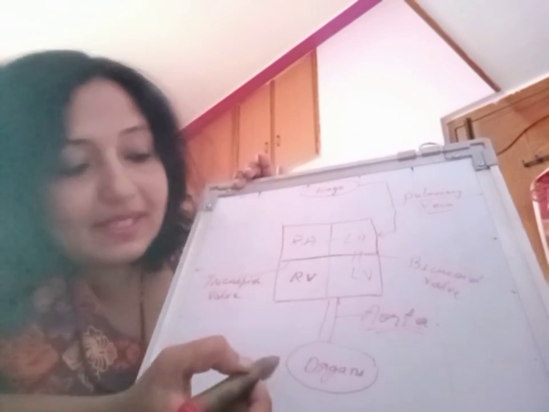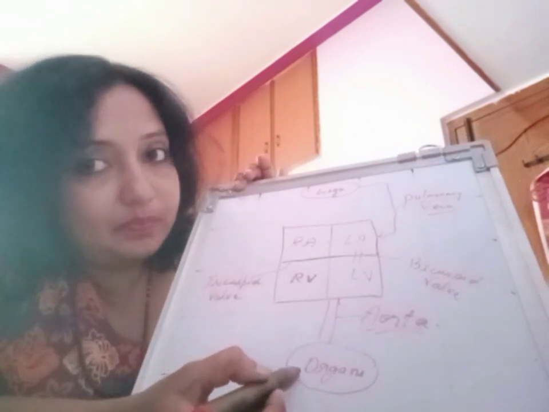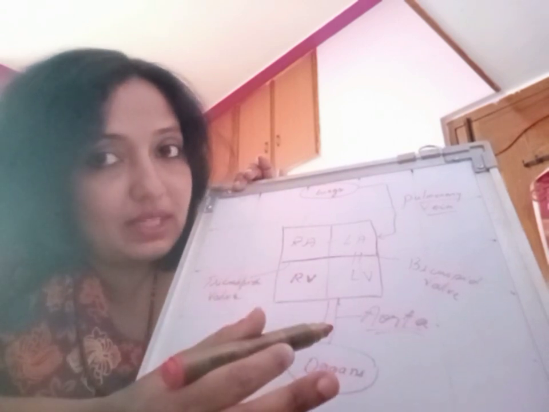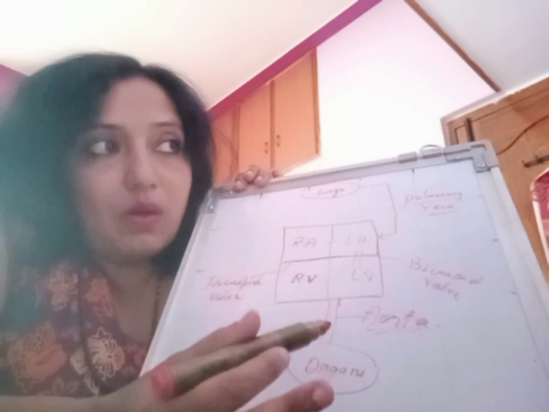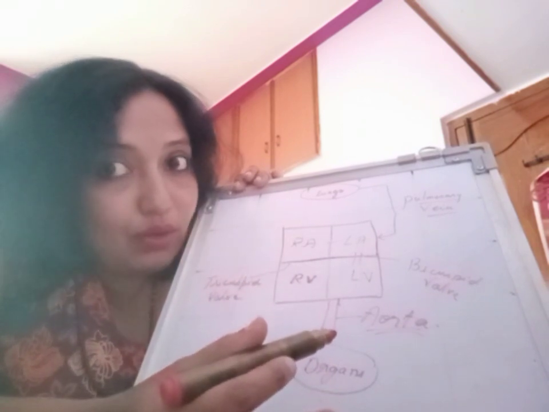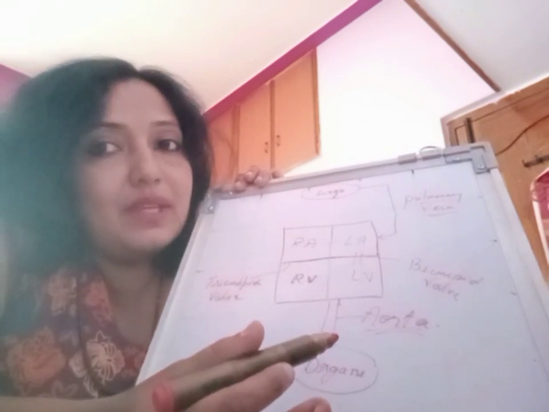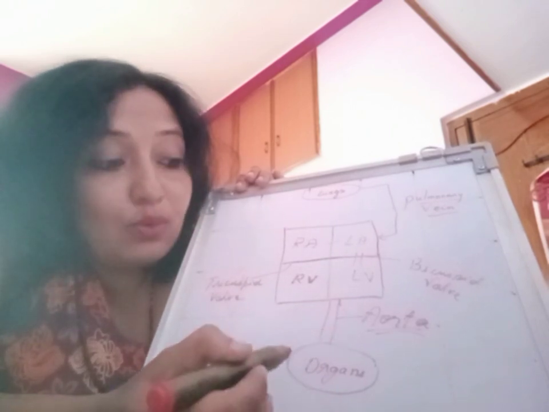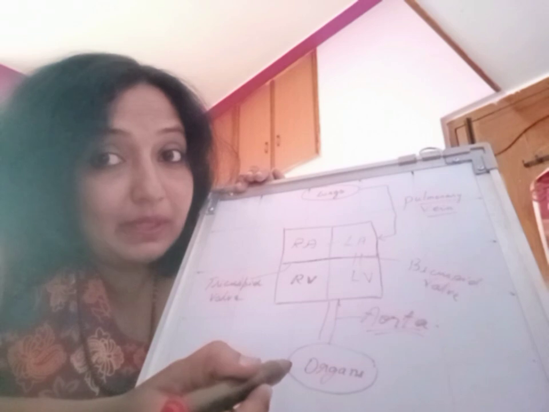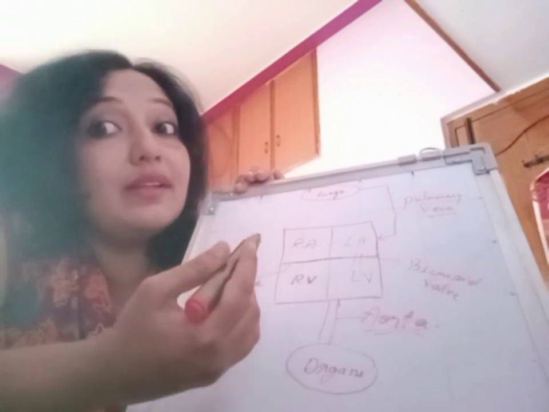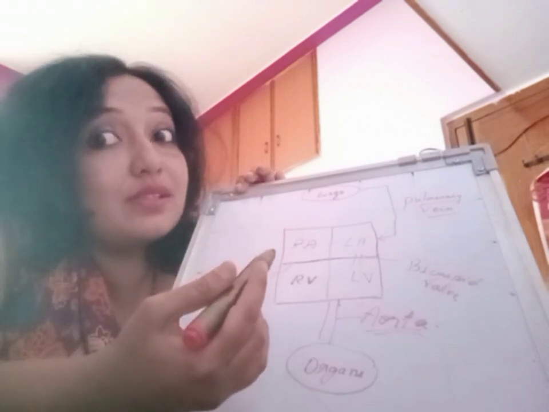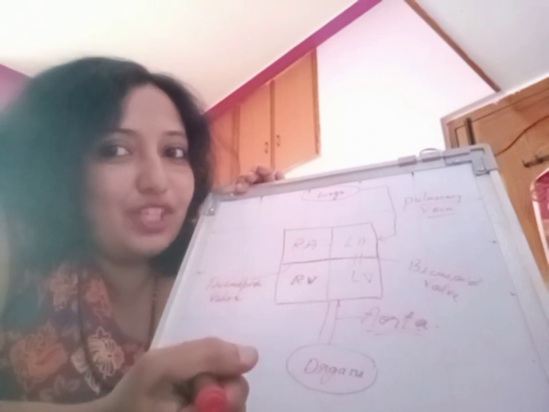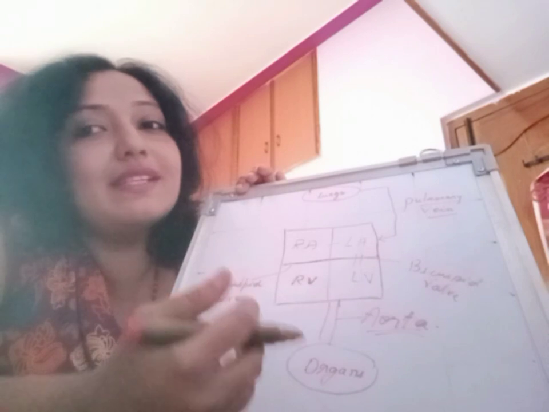Now what happens? From these organs, the oxygen has been supplied to the organs and carbon dioxide has been expelled out. Now this carbon dioxide rich blood has to again go to the lungs to replenish the oxygen source which it is lacking now.